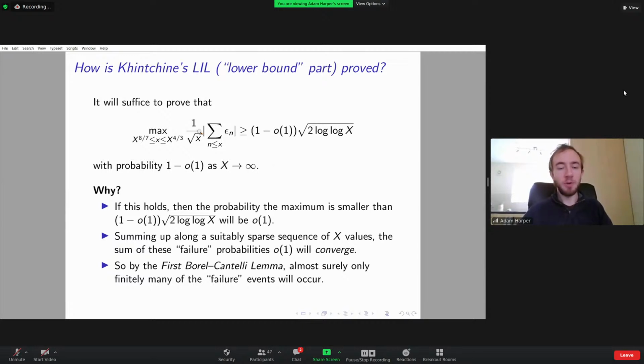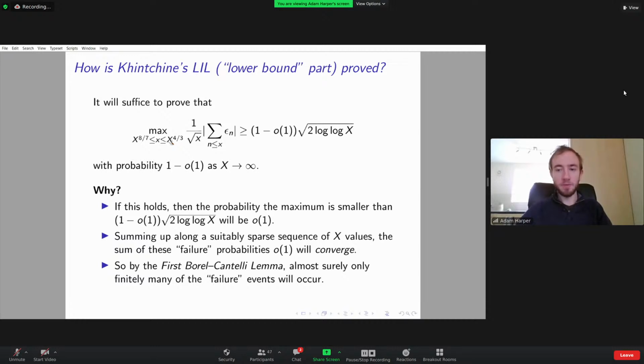So I claim that it will suffice to prove that if you take your partial sums of your independent signs and you rescale them in the natural way, by the standard deviation, and you take the maximum over some interval, let's say between capital X to the 8/7 and capital X to the 4/3, but it doesn't really matter, just some fairly big interval, it will suffice to prove that the maximum of this is bigger than about √2 log x, with probability tending to 1 as capital X tends to infinity.